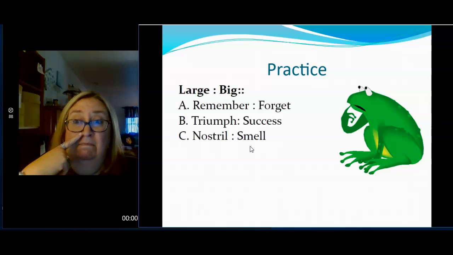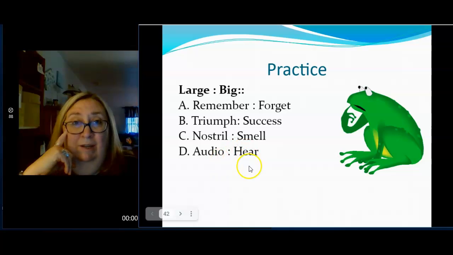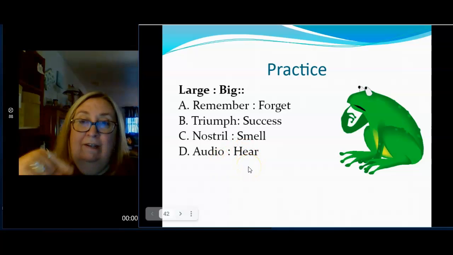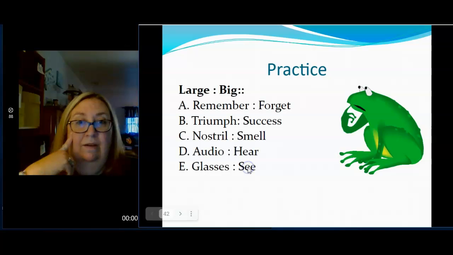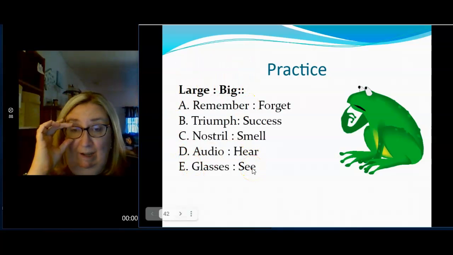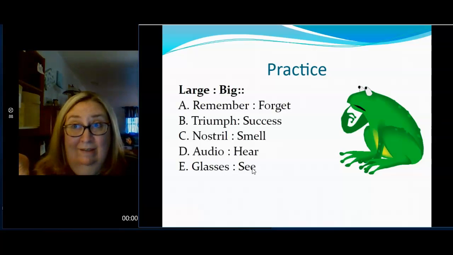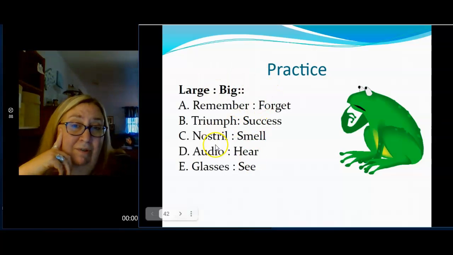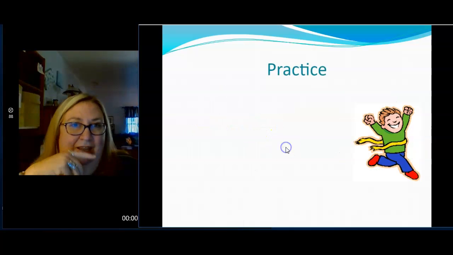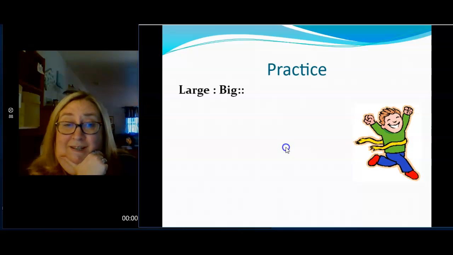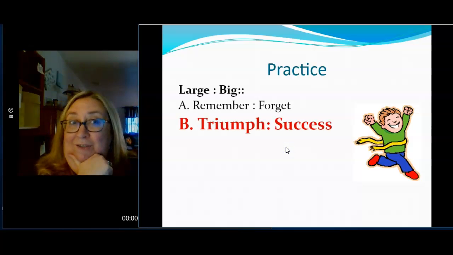Is this a smell? It's not. Just like audio is the same as hear. You're hearing the audio. The audio is me speaking, but me speaking and you hearing are two very different things, so no. Large is the same as big, just like glasses is the same as see. I need my glasses to see, but glasses are not the same as seeing. So the only two over here that are the same is going to be triumph and success. And you can see the guy there who is triumphing. He is succeeding. He is winning his race.